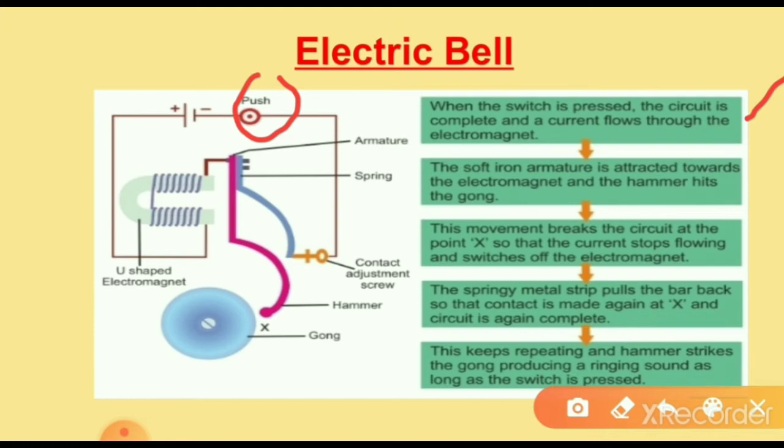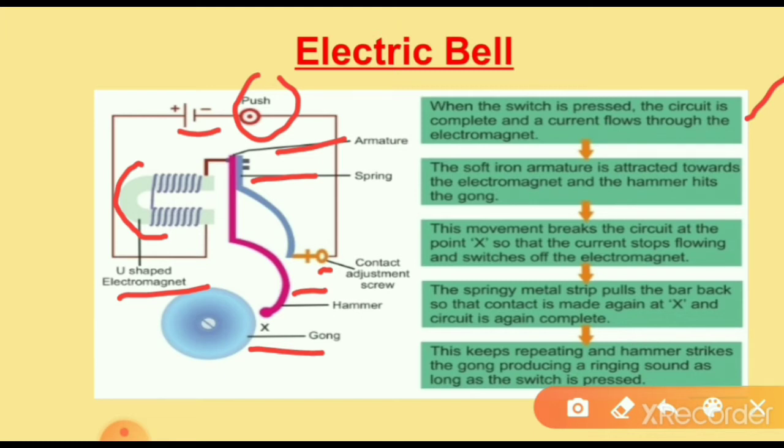What is the electromagnet here? This is the U-shaped electromagnet. First we discuss the components here. This is the electric cell and switch. This is the soft iron armature, this is the spring, and these are the contact adjustment screws. This is the hammer, and this is the gong, the bell.